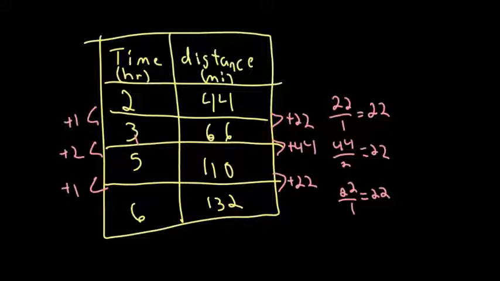So now I just make my equation here. So my distance, we'll call that D, equals 22 miles times my time. So distance equals 22t. So it doesn't matter what number I put in for my time, I can figure out how far I'm going to travel.